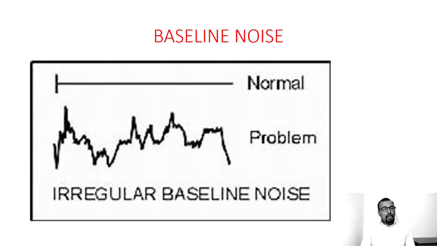What is baseline noise? You can see that your baseline is not plain, but fluctuating up and down, maybe because your detector is not stabilized properly. There can be several reasons for that, but if your baseline is noisy, then certainly you are going to have more concern at the lower concentration levels.